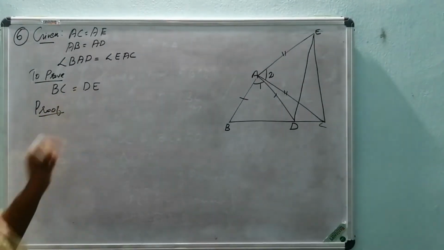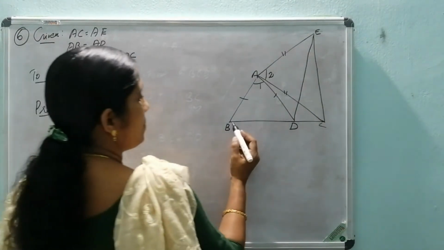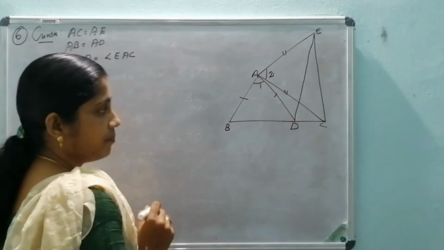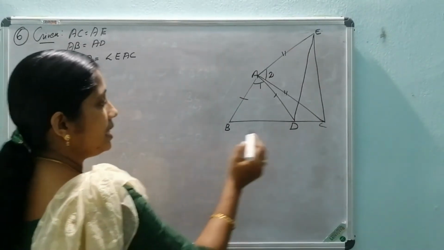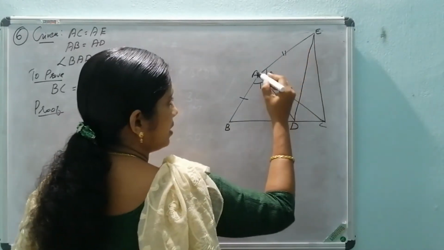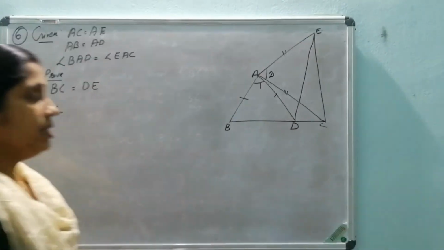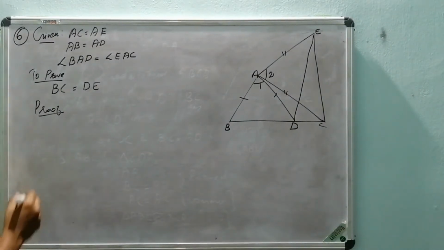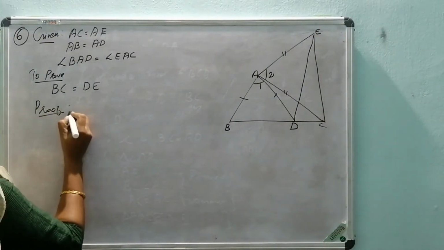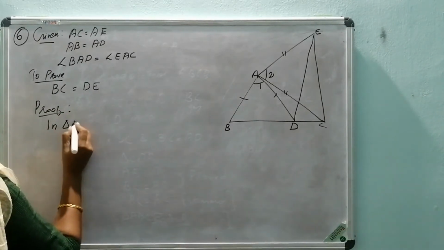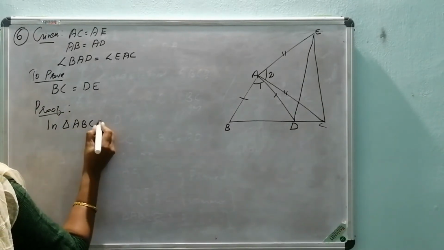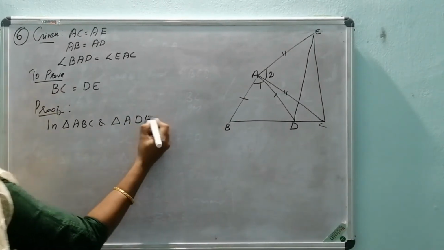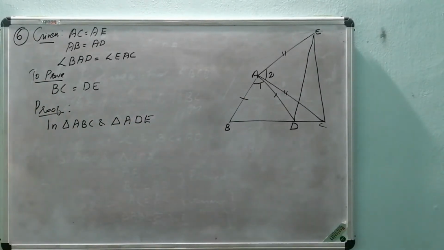Look at the triangle which includes the side BC. So we can take the triangle ABC. Then what is next? DE. We can take the triangle ADE. Okay, so we can consider triangle ABC and triangle ADE.